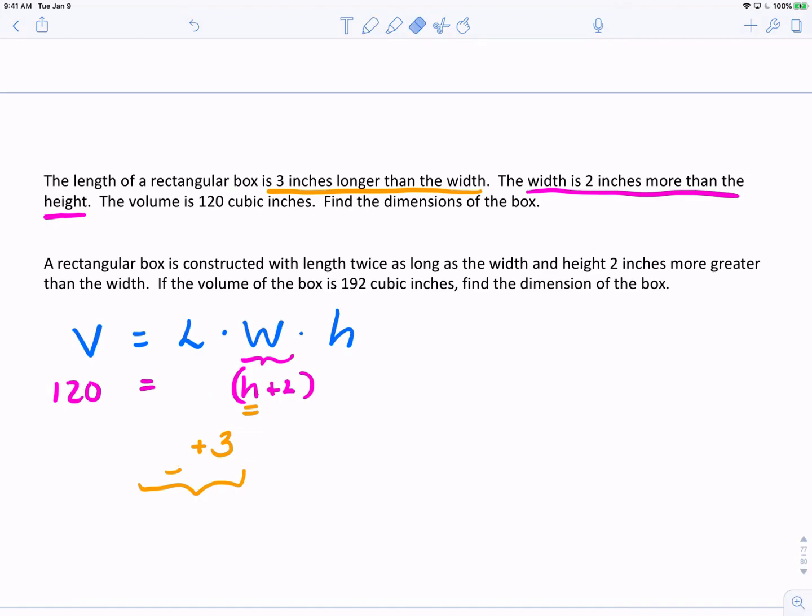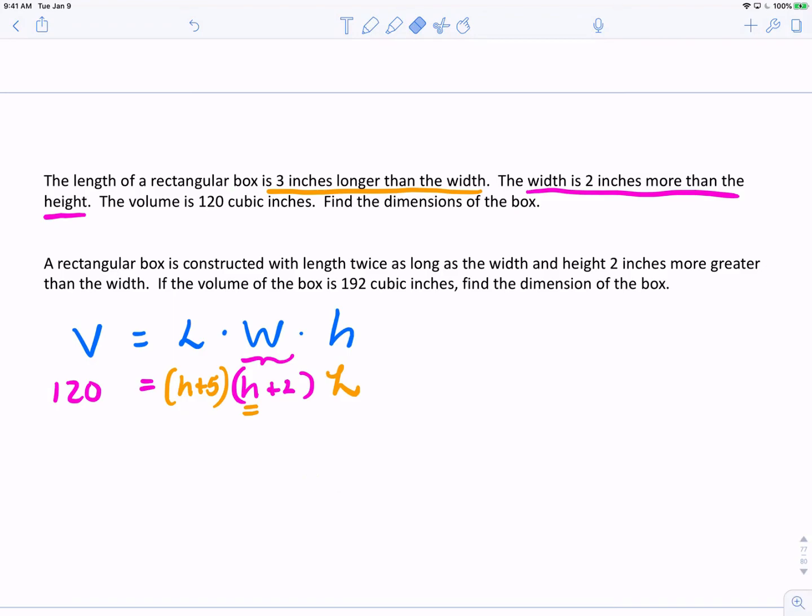So what to do instead? Well, I already have an expression for the width. I already know that the width could be h plus 2. So what would be 3 inches more than that? It would be h plus 2 plus 3, or in other words, h plus 5. And then, of course, the height is h. So again, let's go through that one more time. The length was 3 inches more than the width, so if the width was h plus 2, 3 inches more than that would be h plus 5. So now we have an expression in one variable.